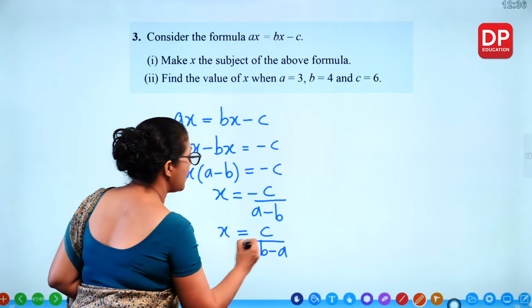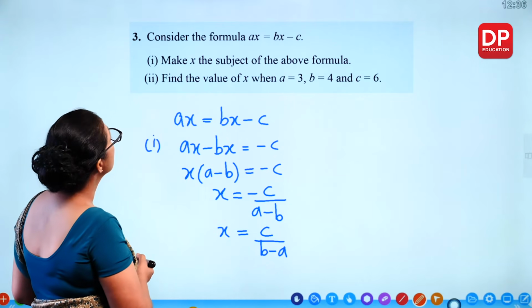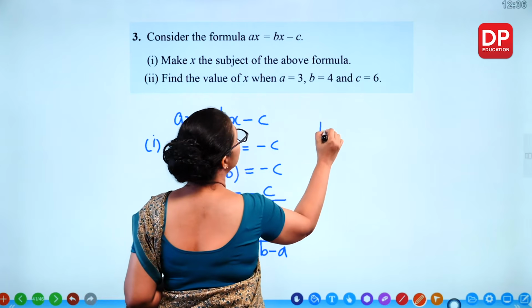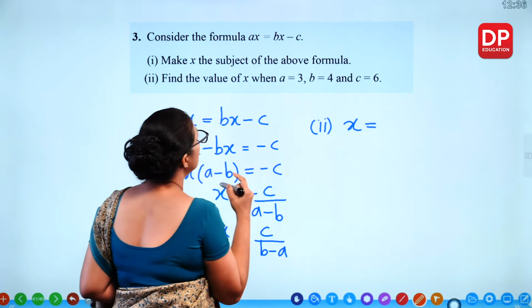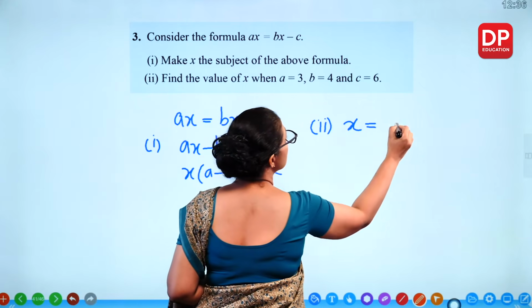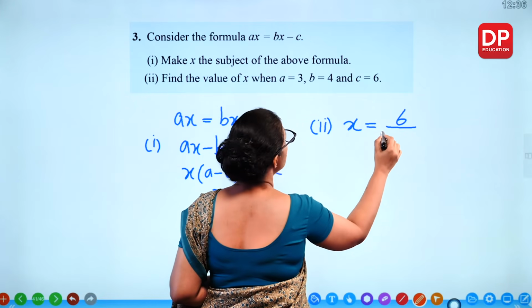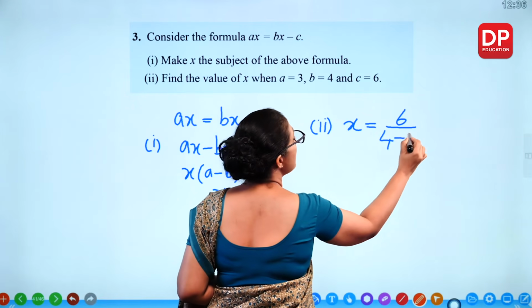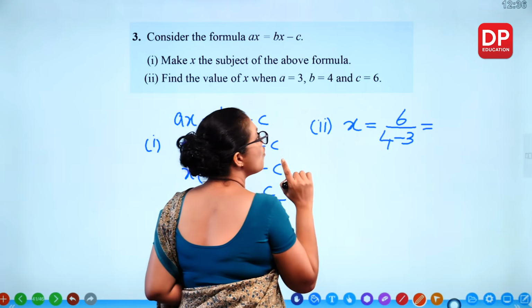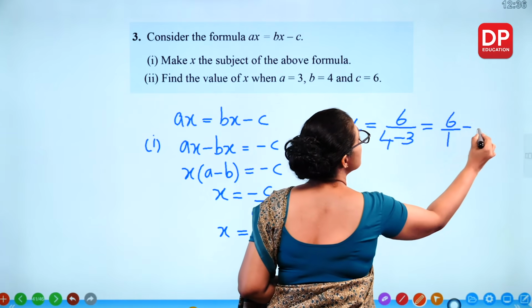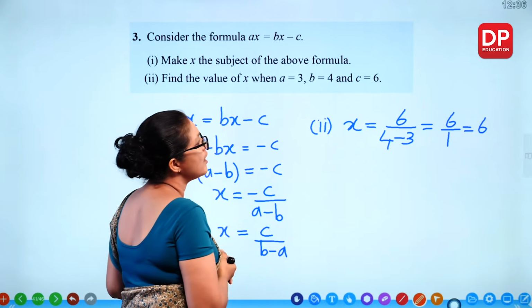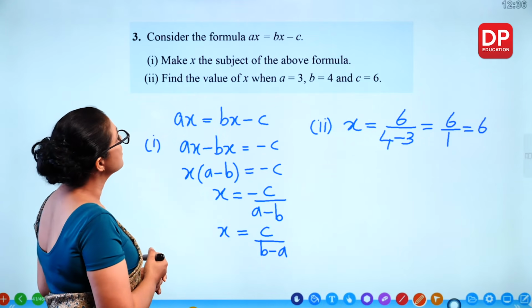c over (b minus a). Now substitute the values. So x equals, c is 6 and b is 4 and a is 3. 4 minus 3, 1. So 6 divided by 1 is 6. So the x value is 6.